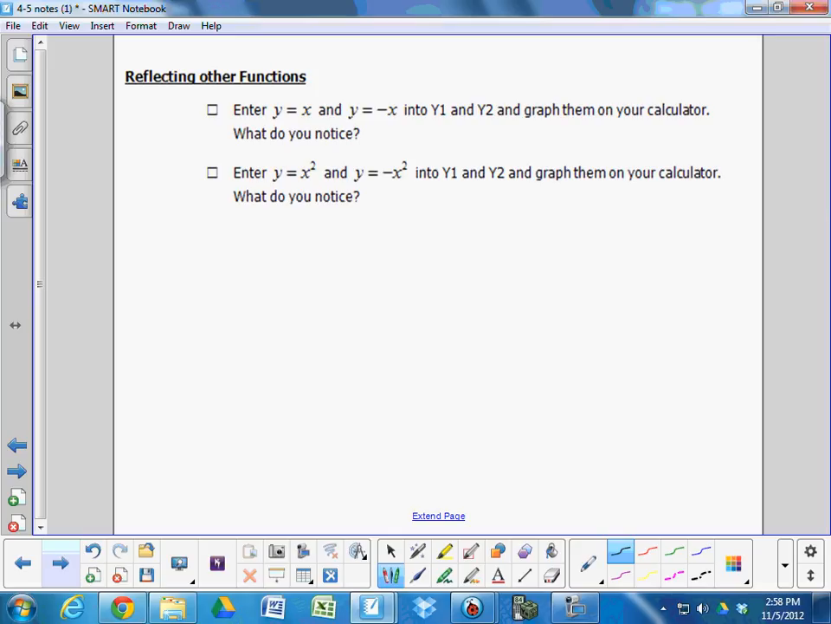Next, reflecting other types of functions, you can do this on your own. Take a look at y equals x and y equals negative x. What do you notice? Complete that on your own after you graph them on your calculator. Enter y equals x squared and negative x squared and see what happens there. And answer these questions for Wednesday.